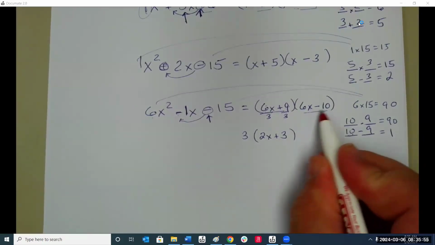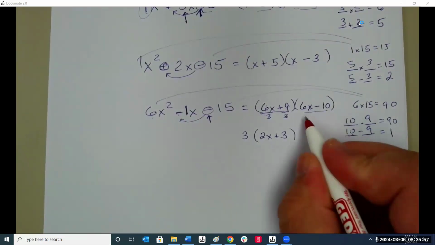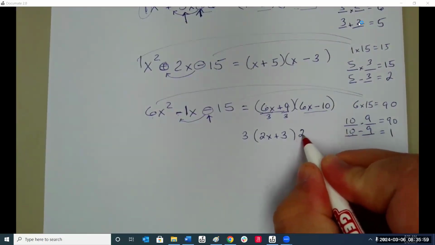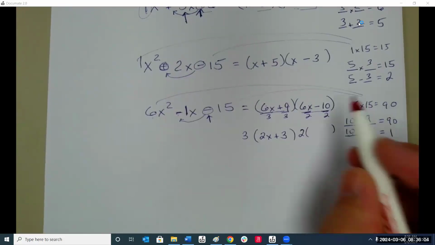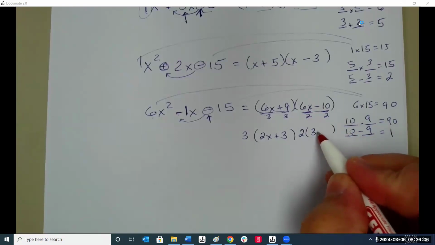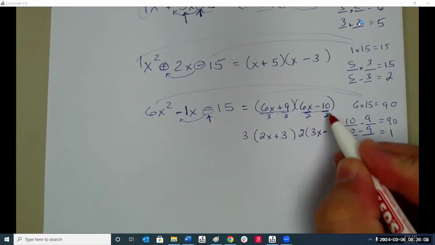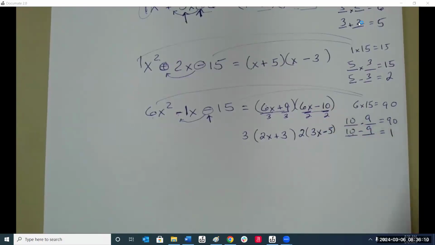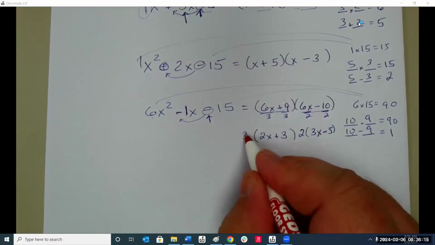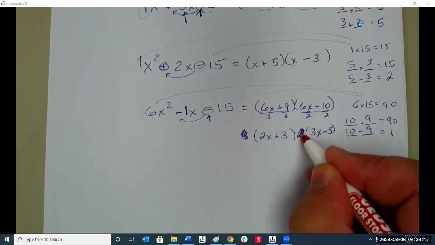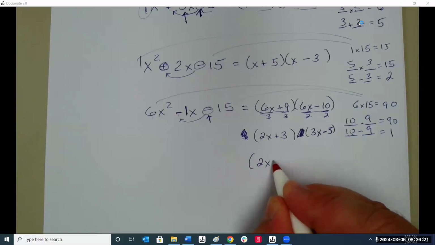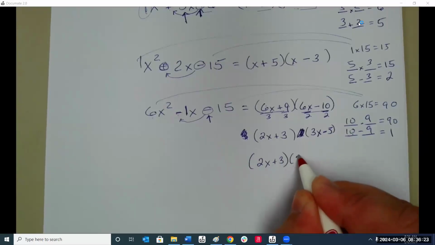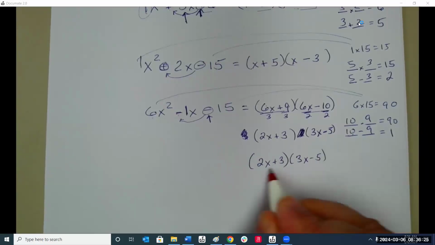The same thing here. What do they have in common? Yeah, they both have a 2 in common. So divide both of these by 2. 6 divided by 2 is 3x. 10 divided by 2 is 5. Whatever you factored out, erase it. And that's your answer.